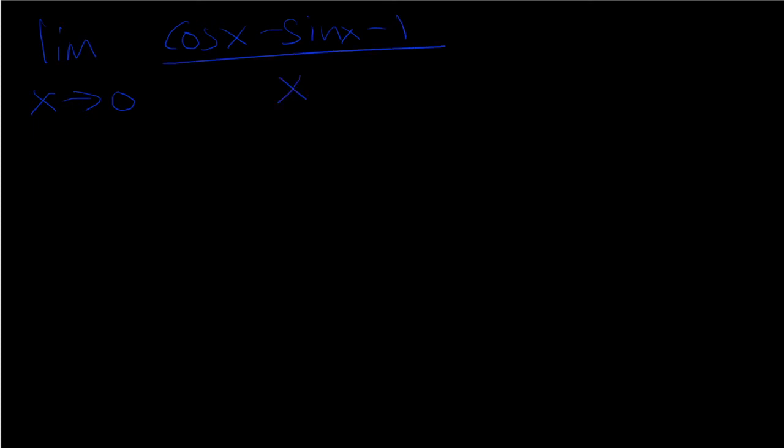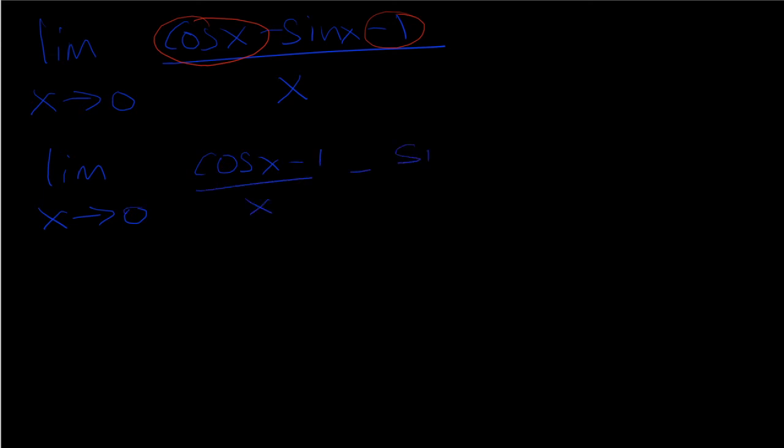Okay, let's do another one. I have the limit as x approaches 0 of (cosine x minus sine x minus 1) over x. Let's rewrite this as the limit as x approaches 0. I'm going to combine the cosine and the negative one under one fraction, and then the negative sign into another. So it's going to be (cosine x minus 1) over x, and then minus sine x over x.